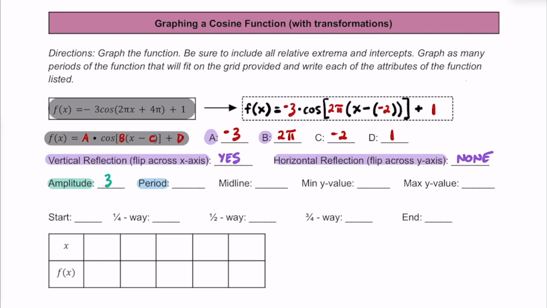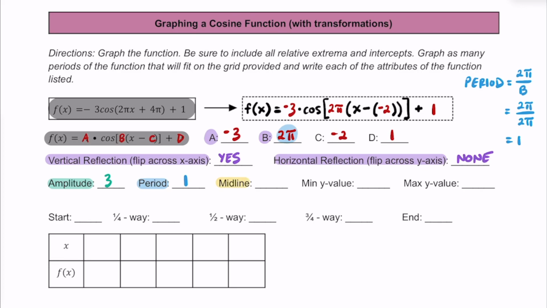Now for the period, we have a formula for that. The period is just going to be equal to 2 pi divided by the b value. Now, by default, for the parent function b is equal to 1. So that's why the period is 2 pi for the parent function for cosine. But in this case, it's going to be happening a little faster, right? We can see that b is equal to 2 pi here. So if we plug that into our formula, it's going to be 2 pi normally, but in this case, it's happening faster. We're going to divide by 2 pi. 2 pi divided by 2 pi is equal to 1. So instead of it taking 2 pi or 6.28 to complete one cycle, it's only going to take 1 for one cycle of this cosine function to complete.